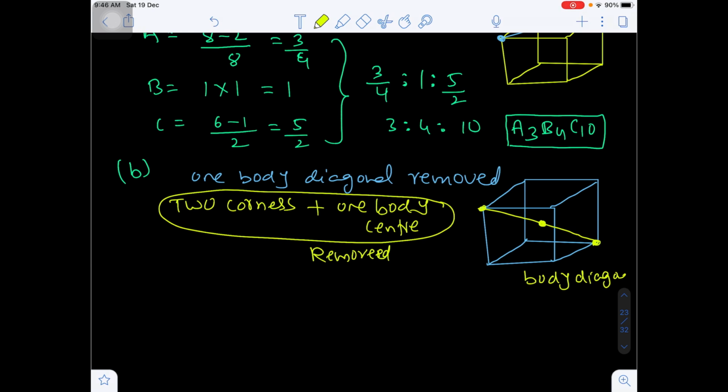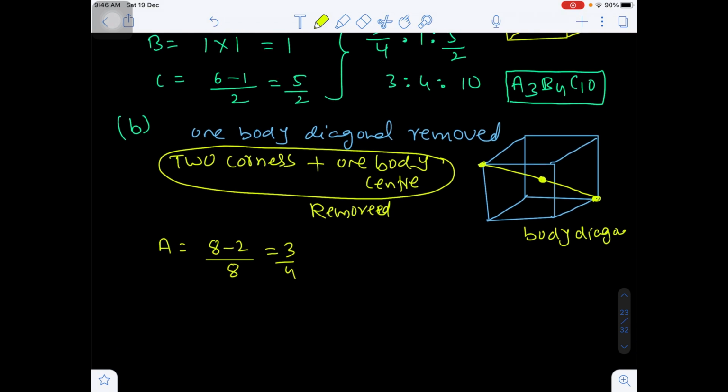Now in the second part B, the number of particles present at the corners A. Actually there are a total of 8 corners, but we are removing 2 corners. So 8 minus 2, with contribution 1 by 8, will be equal to 3 by 4. Now what about the particles at the body center? Only one particle is present at the body center, which is being removed. So there will be no body center particles.